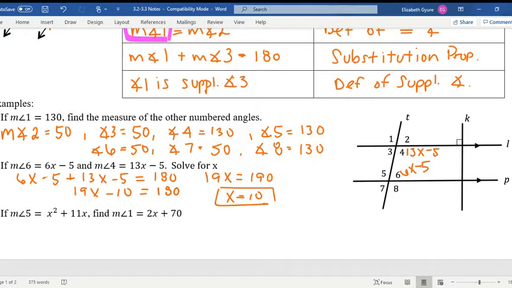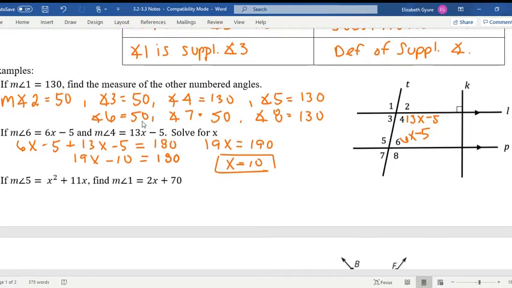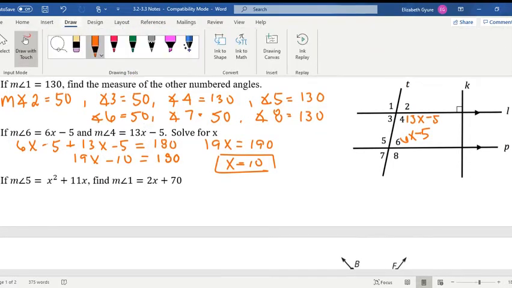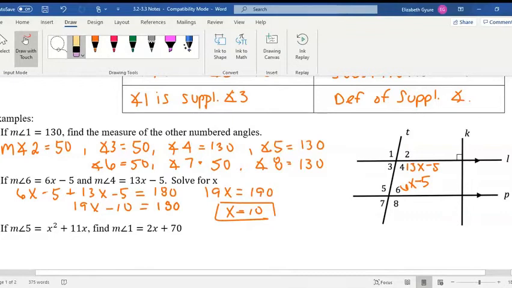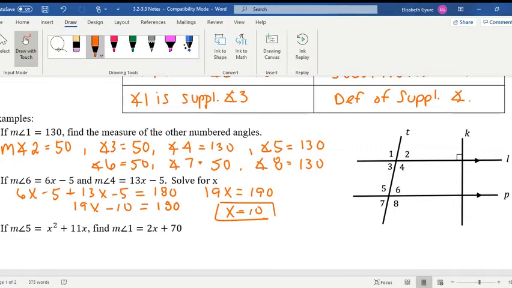Okay. And then for number 3, this is why it was taking us a while. I forgot I put a factoring problem on the homework.